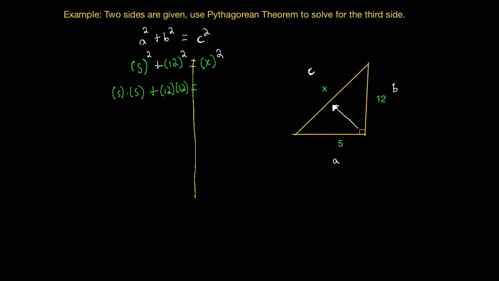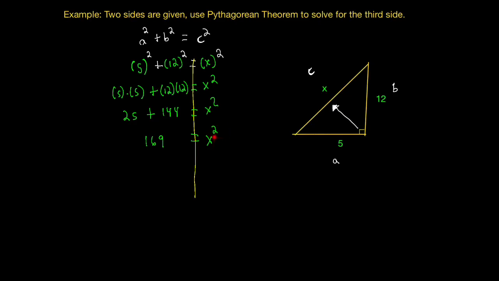But since we have a variable, I'm not going to expand it. I'm going to leave it as x squared. Now on the left-hand side, 5 times 5, that's the same thing as 25. And we're going to add 12 times 12, which is 144. And that equals x to the second power. And then 25 plus 144 is equal to 169. And we get x to the second power.